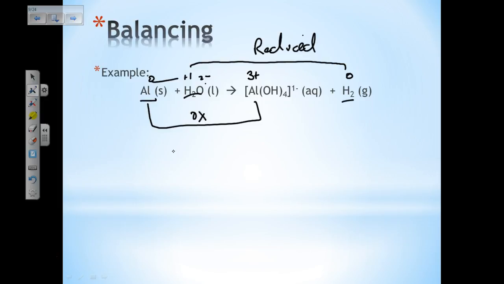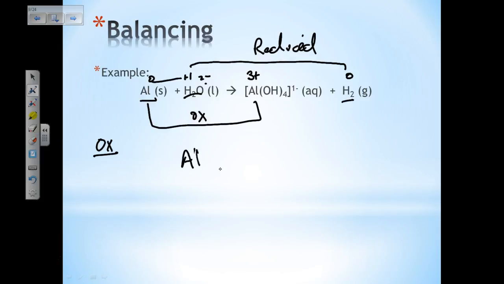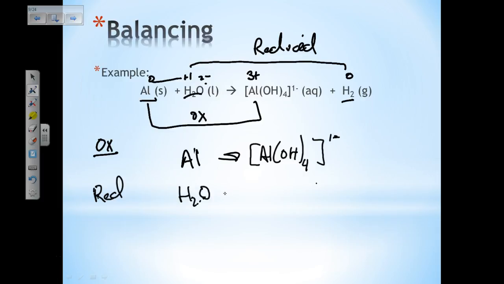That allows us to split it into the half reactions. The oxidation half reaction is going to be aluminum solid reacts to form this bracket aluminum hydroxide. We use brackets there just because we've already used parentheses. And then the reduction half reaction: H2O reacts to form H2 gas. Now we follow our steps.